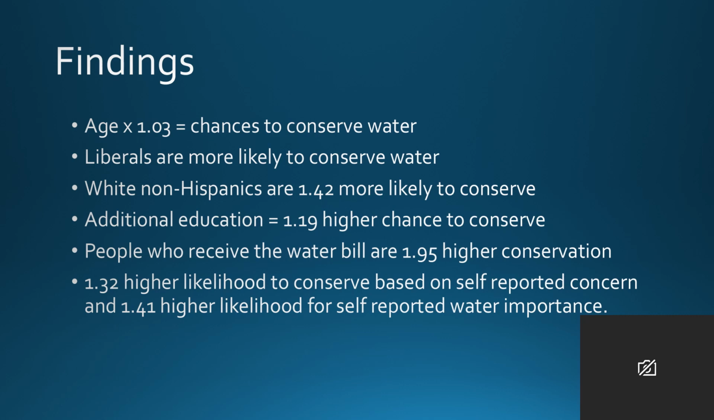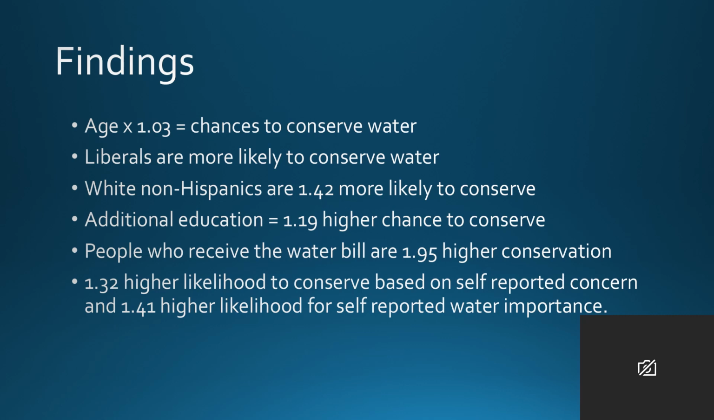So someone who's 24 versus 25, for example, has a 1.03 times percent more chance of conserving water. That's a tiny amount, but someone who's 18 versus 65, that's a very large amount. You just have to calculate it by multiplying the age minus 18, because they only use data from people 18 and above, times 1.03, and you'll find out the chances from there.